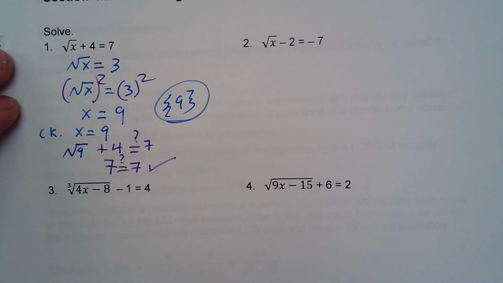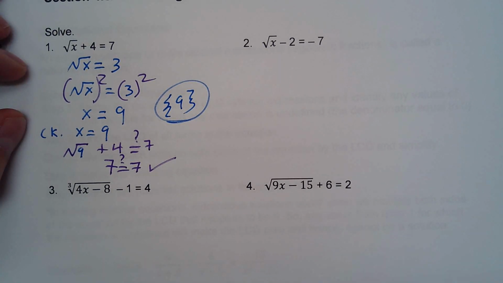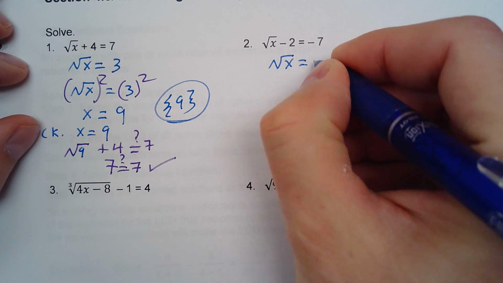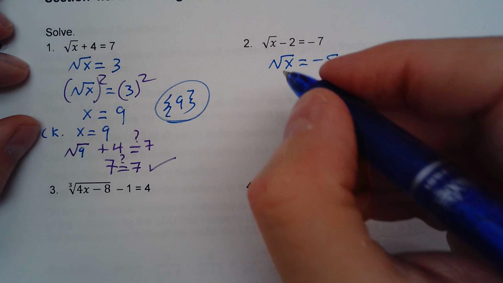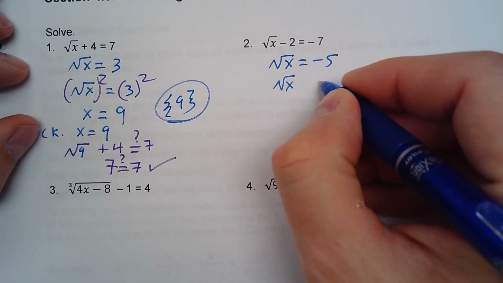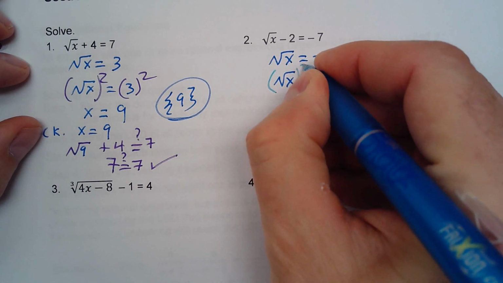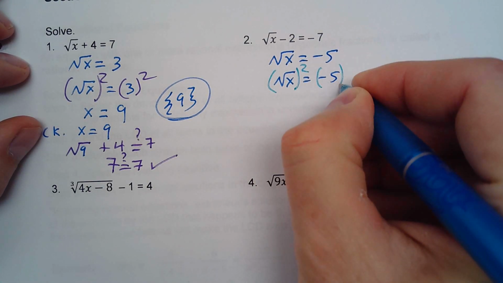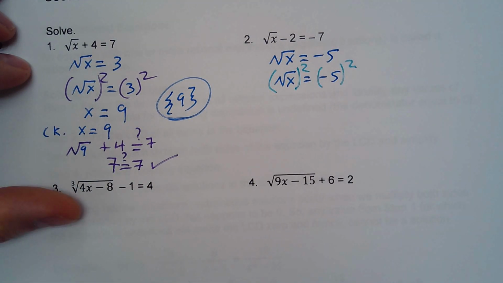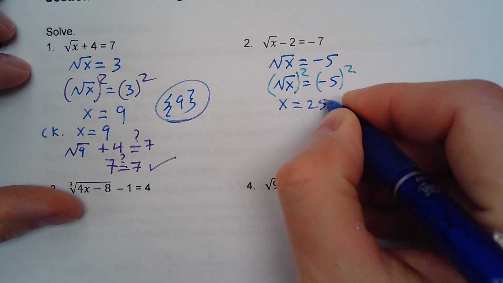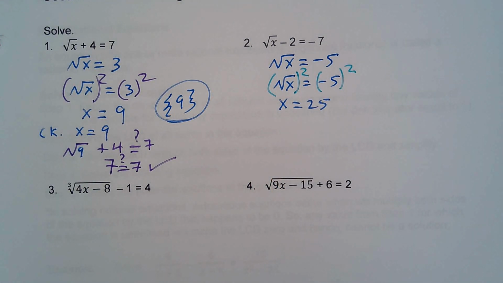Let's try number 2. So I've got to get that square root by itself. So I'm going to add 2 to both sides. And now I want to go and square both sides. So when we do that, that's going to give me x equals a positive 25. Now, I'm going to need to check this.